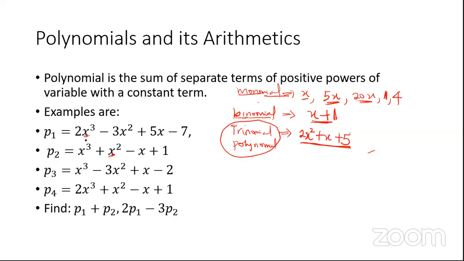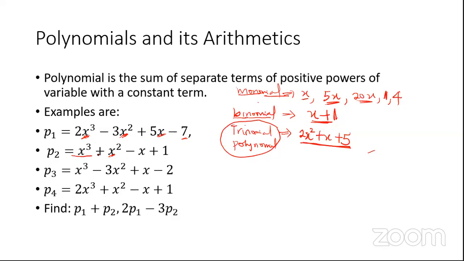So x raised to the power 3 is a family on its own. X raised to the power 2 is a family on its own. X is a family on its own. The one without x is a family on its own. So they should not be added to another family. That's the golden rule there. You must follow that rule strictly. When you are adding or subtracting, you don't add a particular term to another term. So you add them term-wise.